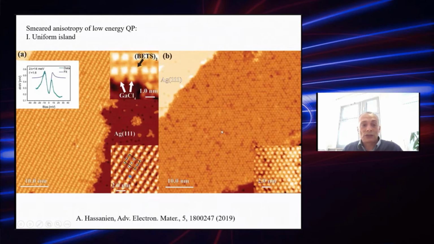In this image, I show you just two different layers. One is terminated by the BETS dimer, and the other one by gallium tetrachloride. And you can see here in the inset, it is quite interesting, spectroscopy ubiquitously on the island as well. But something remarkable happened: the direction of these dimers, they are deposited epitaxially.